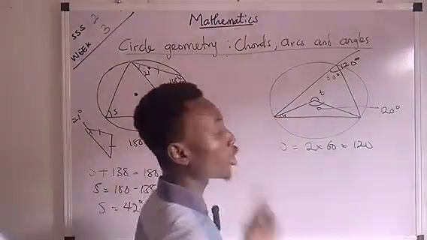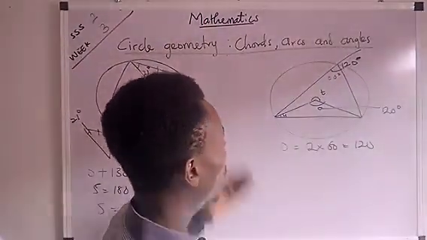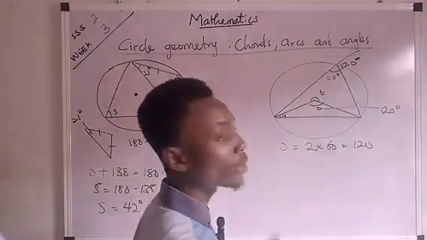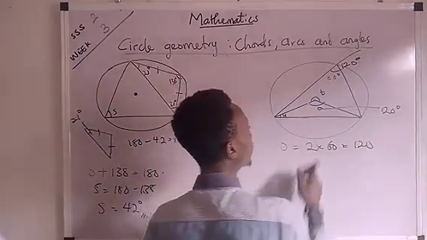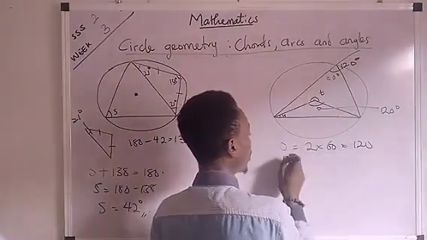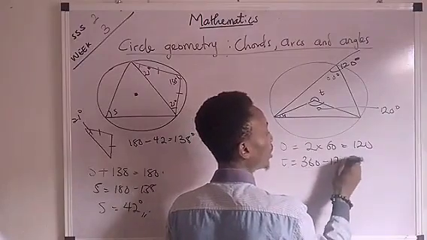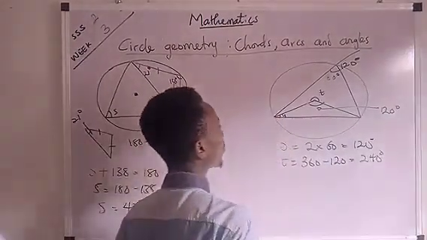Now there's a relationship between O and T. And what is that relationship? Sum of angles at a point. Sum of angles at a point is 360. So you subtract this from 360 to give us T. Our T will become 360 minus 120, which is 240 degrees.